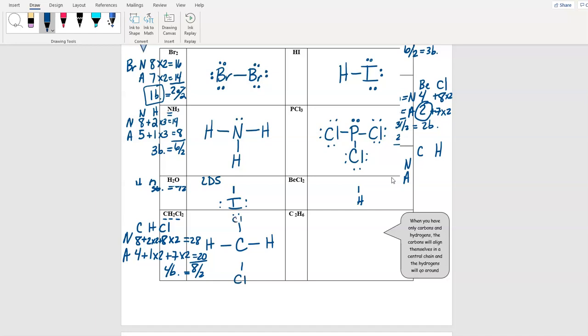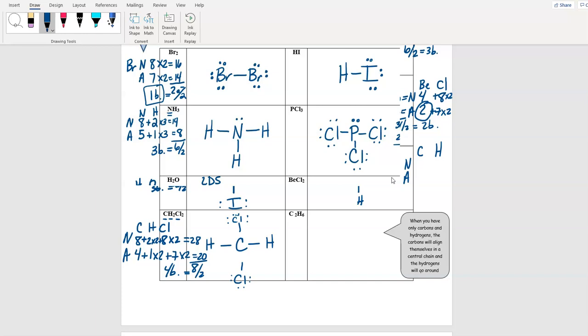However, they need lone pairs. So chlorine, I need some lone pairs up there. And this chlorine needs his lone pairs. Does hydrogen get lone pairs? Never. Is carbon okay? Does he have his 8? 2, 4, 6, 8. Done.